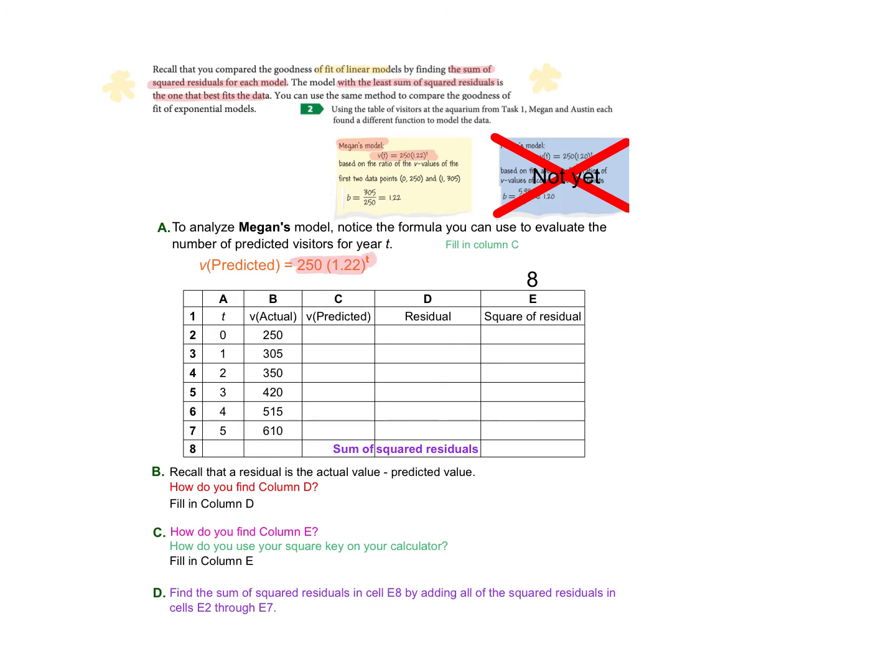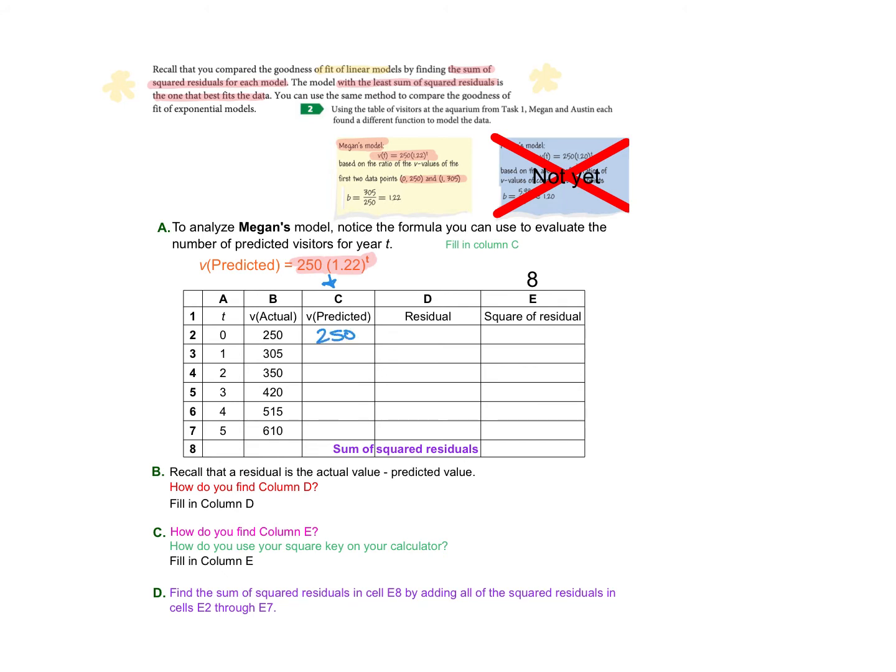Okay, so she just used 2 data points. She just used the first 2 and she said, I'm going with that, 1.22. She didn't find the average like we did. Okay, so what we're going to try to do is figure out, using her rule, can you fill in what she would predict after 1 year, 2 years, 3 years, 4 years, and 5 years? Okay, so obviously after the 0 year, it would still be 250.